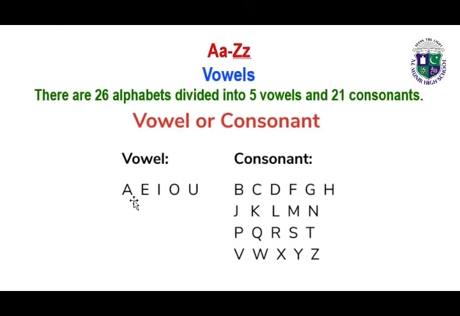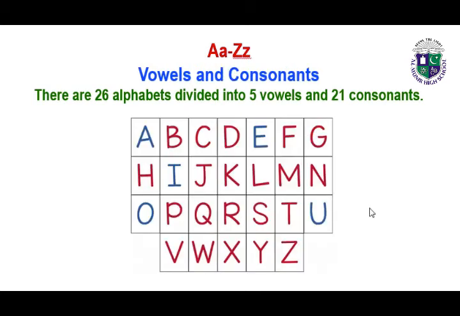The 5 letters which are vowels are A, E, I, O, U, and all these other letters are consonants. So remember that the 26 alphabets are divided into 2 groups, 5 vowels and 21 consonants.